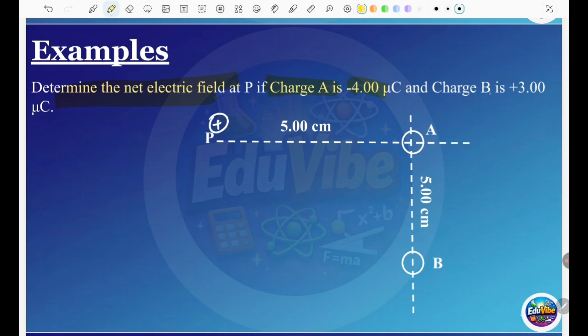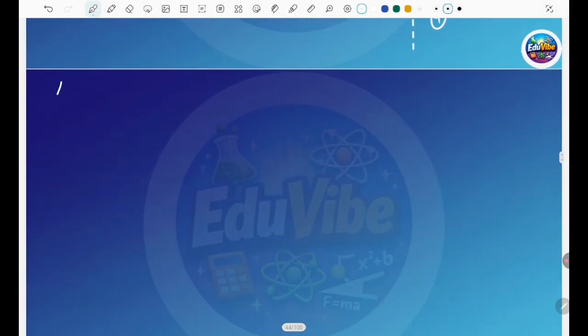Charge A is minus 4.0 microcoulombs, and charge B is plus 3.0 microcoulombs. This means A is negative and B is positive. We have the R for both. The first step is to find EA and EB. Finding EA and EB is different in this case, because EA can be found directly. So let's find EA first, and then I will explain the question again.